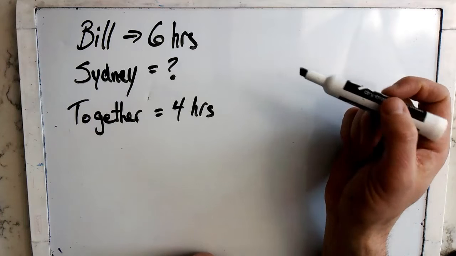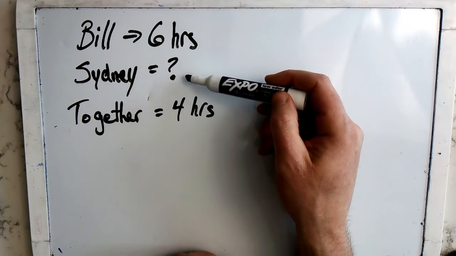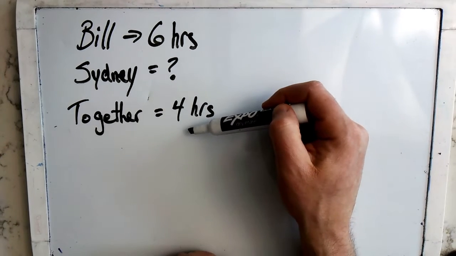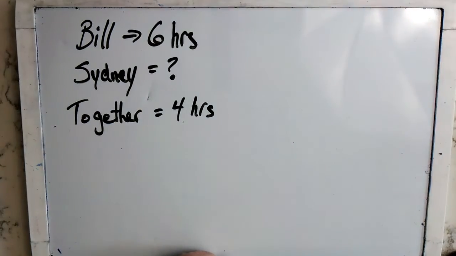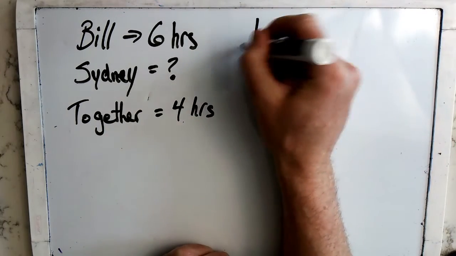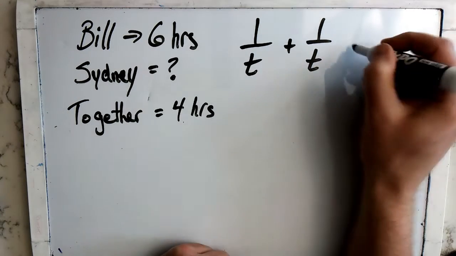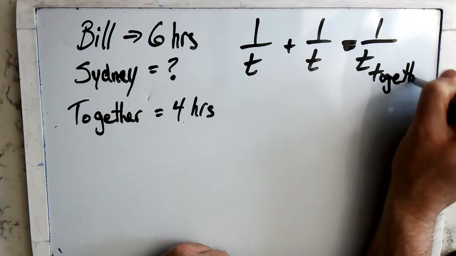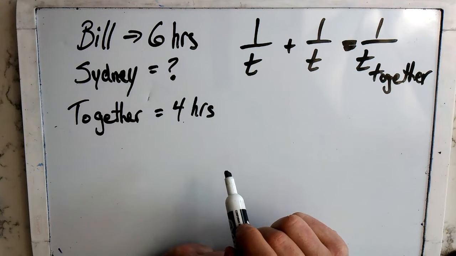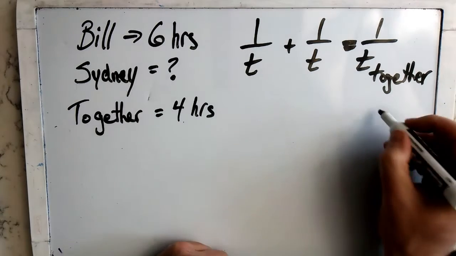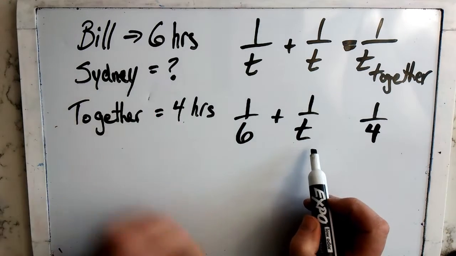So here I have another problem. I've got Bill, who takes 6 hours, Sydney, who we don't know, and together they take 4 hours, which makes sense. Together they are faster than Bill by himself. Now, the basic idea is we're going to take the 2 individuals, add them together, and we will get the answer t together, how much time it takes together. But we actually know that. What we don't know is Sydney's time.